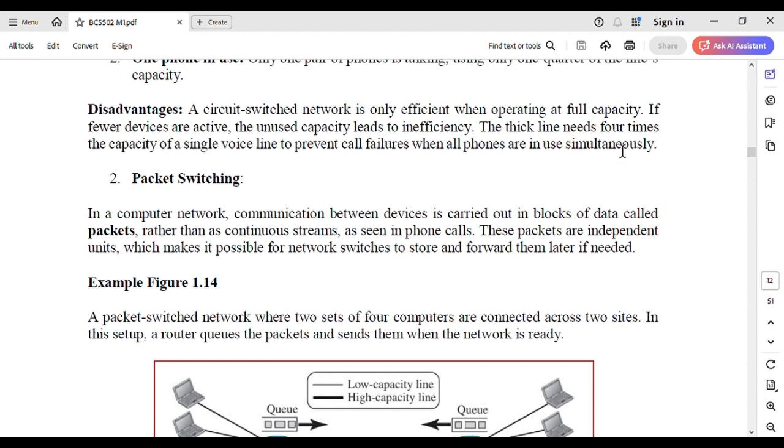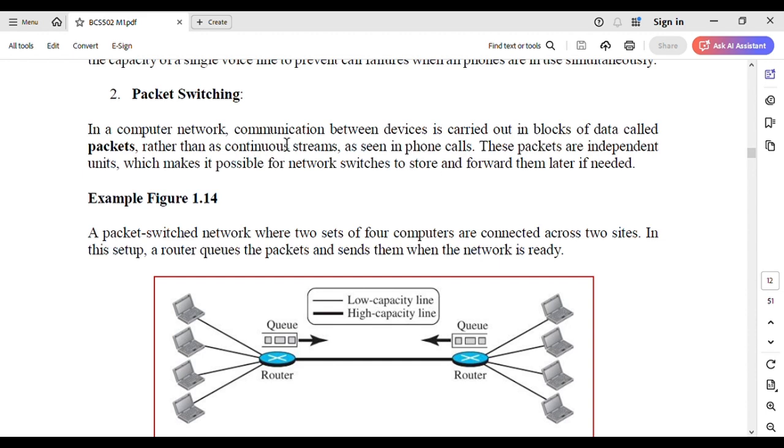Circuit switching has several problems. To overcome them, we introduce packet switching. In a computer network, communication between devices is carried out in blocks of data called packets. The keyword packet we will describe in detail in the network layer. Rather than continuous streams, as in phone calls, these packets are independent units, which makes it possible for a network switch to store and then forward them later if needed.